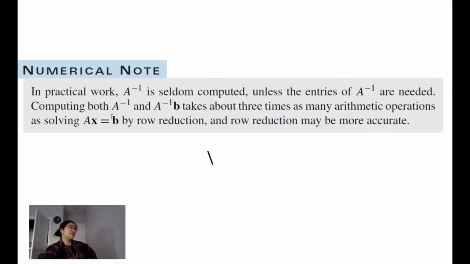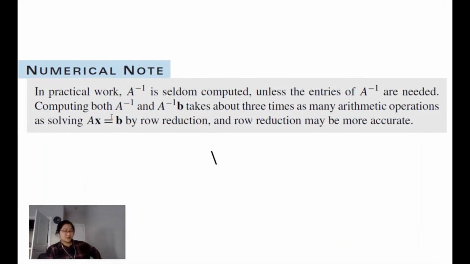And a numerical note: we seldom practically compute A inverse, especially when we have gigantic matrices. Just finding the inverse of them is a lot, unless you need those entries. Otherwise, you can look at the row reduction, and it might just be better. Also, backslash in MATLAB works very nicely. It's kind of like division, but we don't really have matrix division. You can do A backslash B, and that will give you a solution.